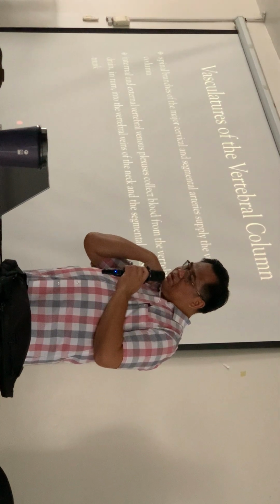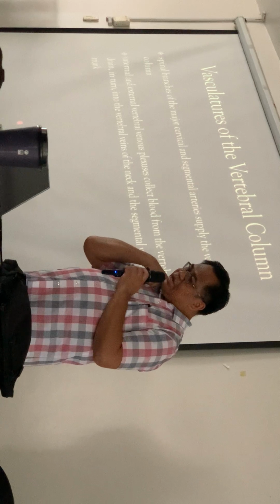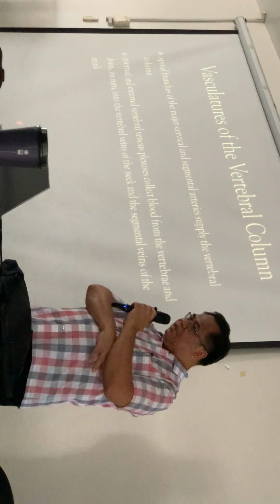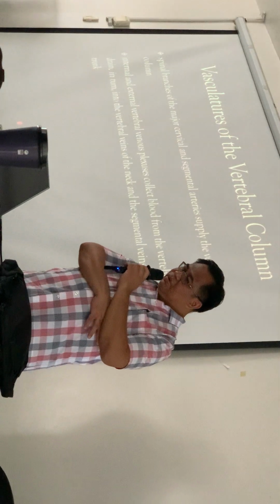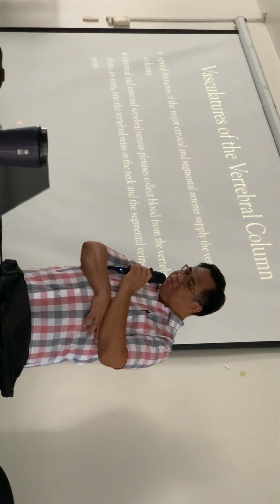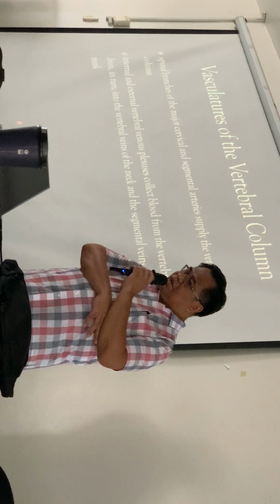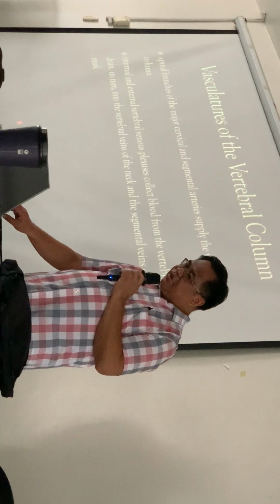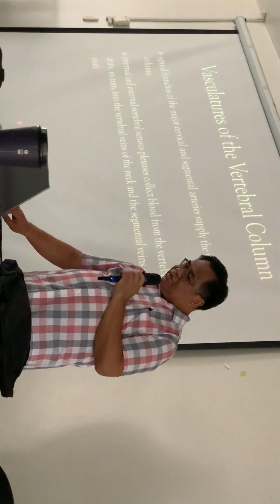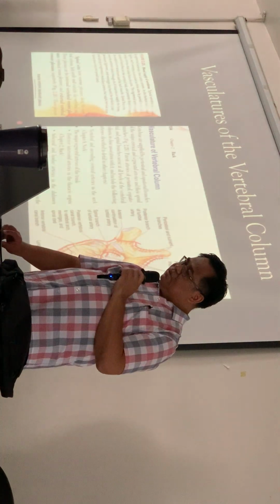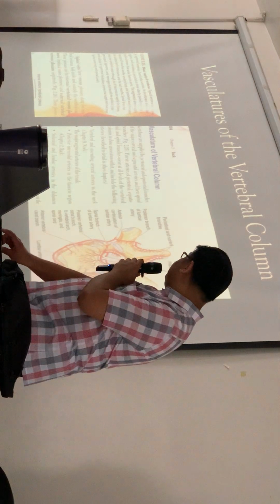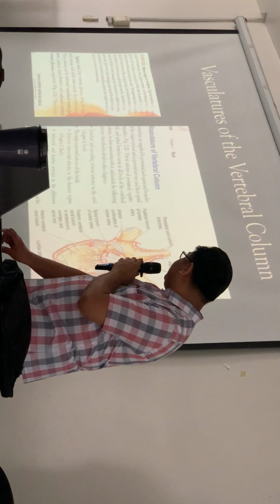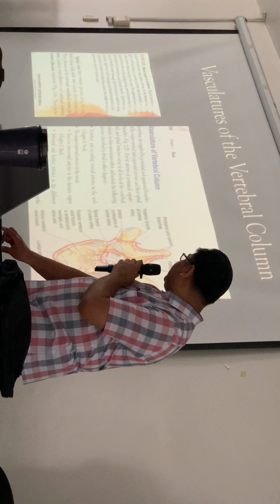Vasculature of the vertebral column. Spinal branches of major cervical and segmental arteries supply the vertebral column, while internal and external vertebral venous plexuses collect blood from vertebrae and drain in turn into vertebral veins of the neck and segmental veins of the throat. So this is just from the book. So we have arteries that supply the vertebrae and the spinal canal.